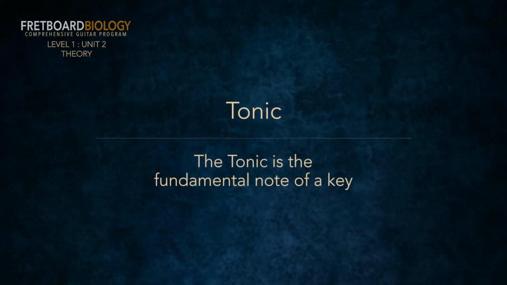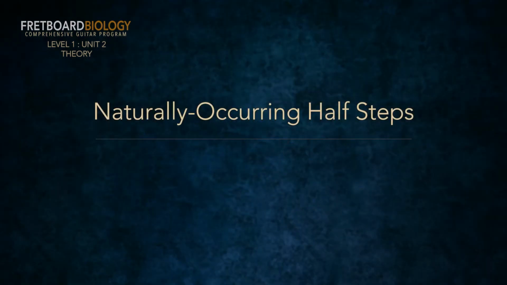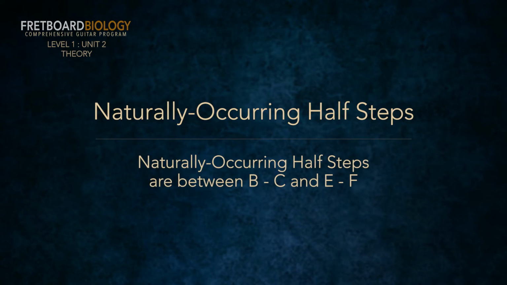Our next term to define is tonic. The tonic is the fundamental note of a key. It is the key the song is in. If the song is in the key of C, the tonic is C. It is the single pitch around which all the other pitches and the chords of a song revolve. The next term we'll talk about is naturally occurring half steps. Naturally occurring half steps refer to what we talked about earlier with the white keys on the piano or the notes on the sixth string of the guitar. Naturally occurring half steps are between B and C and E and F. Knowing this is critical in building all scales and chords moving forward. Make sure you always remember where the naturally occurring half steps are.